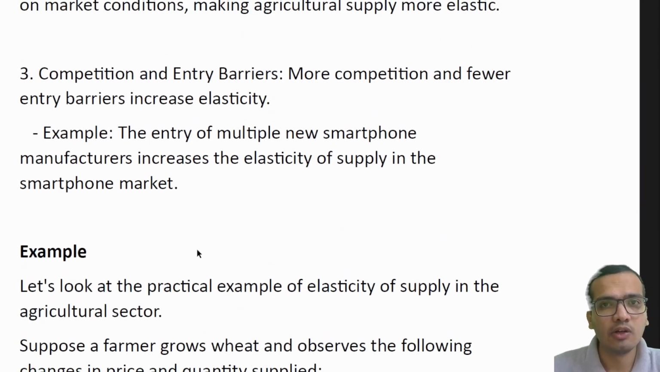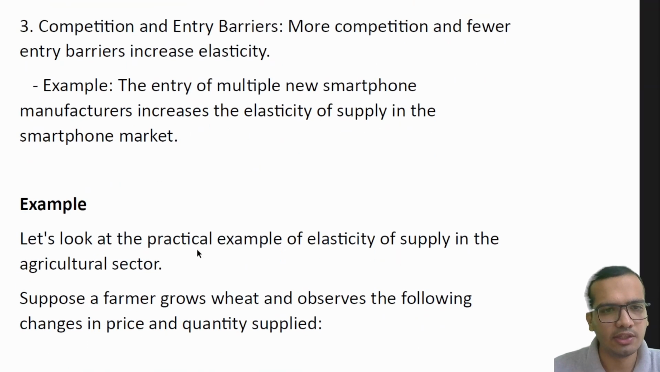And third comes competition and entry barriers. More competition and fewer entry barriers increase elasticity. An example could be the entry of new smartphone manufacturers, which increases the elasticity of supply in the smartphone market.